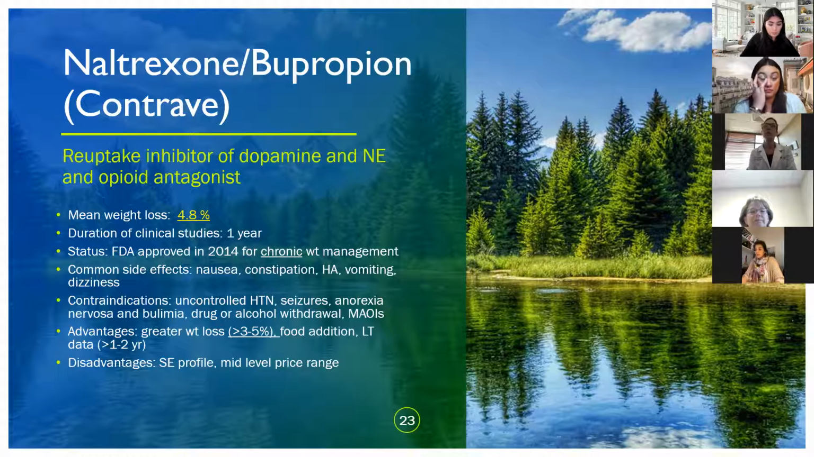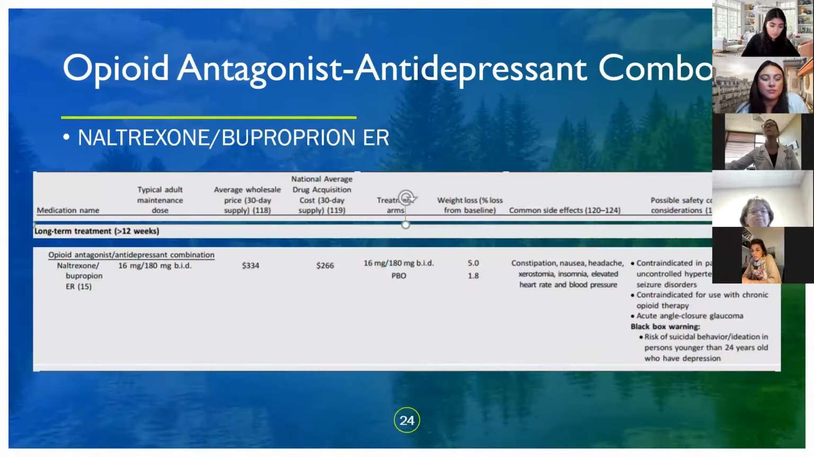The advantages though, they get a greater weight loss, greater than 3 to 5%. And then the disadvantages would be, of course, your side effects and the price range. Next slide. Can be kind of costly, $334 for a 30-day supply.